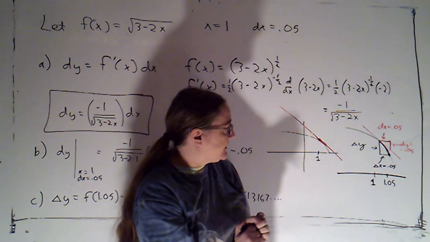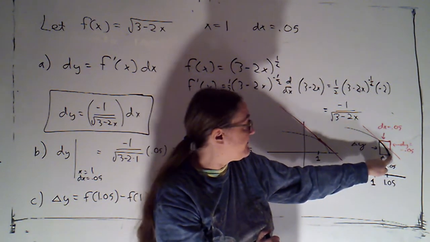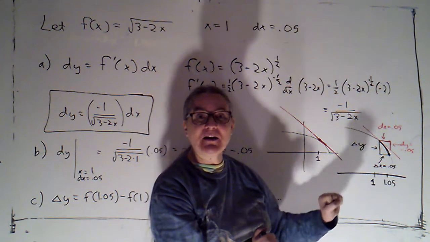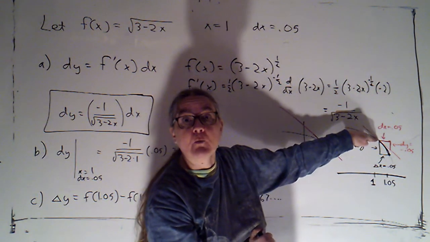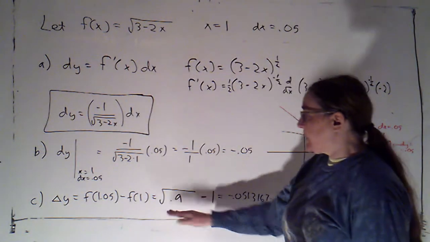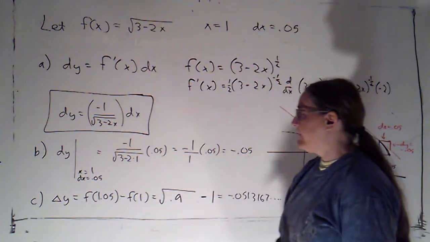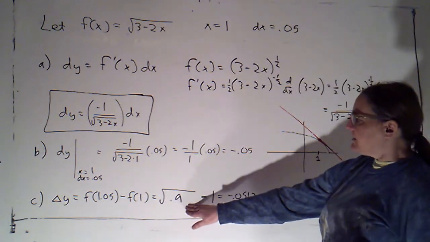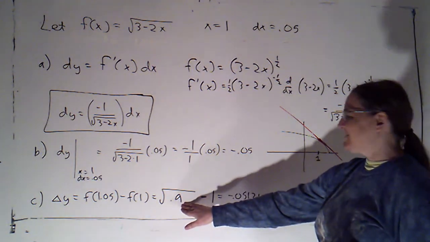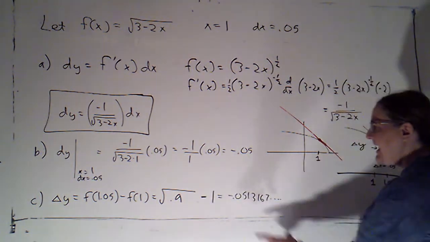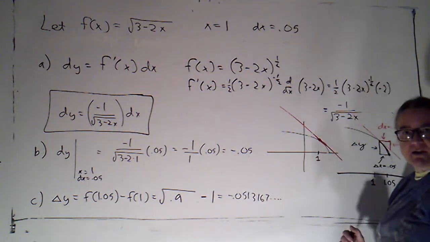But I'm going to calculate that by actually just calculating the y value here, which would be the function at 1.05, and subtracting the y value here, which is the function at 1. So that's what I did here. I said delta y was f of 1.05 minus f of 1. That ends up being the square root of 0.9 minus 1. Now, I don't know that off the top of my head, so here's where I plugged into a calculator, and I got negative 0.0513167, and then there were some more digits too.